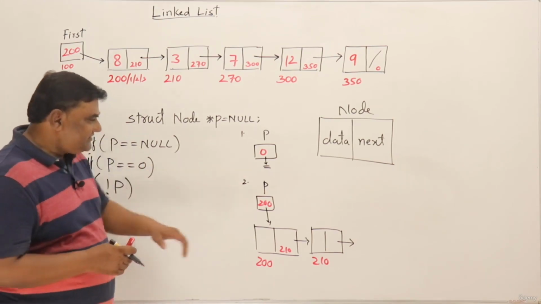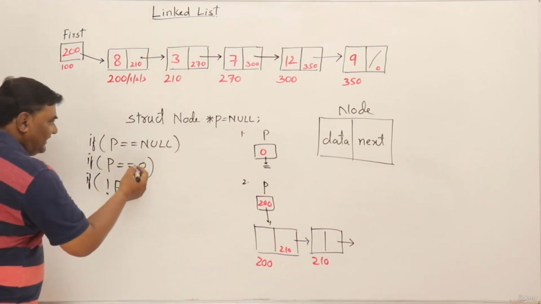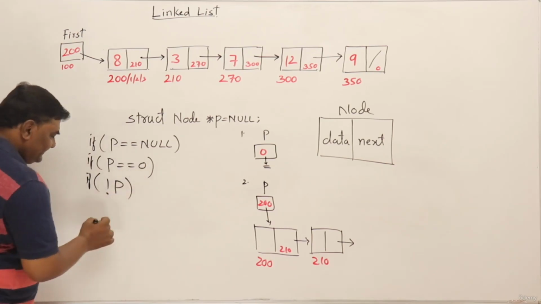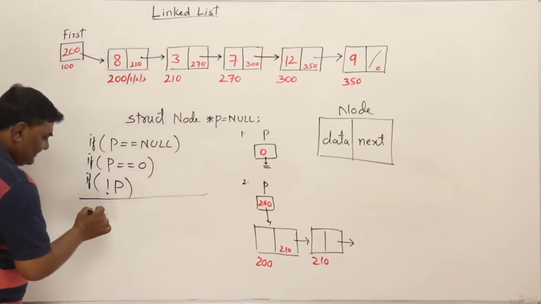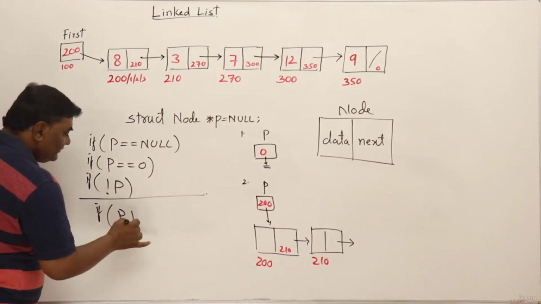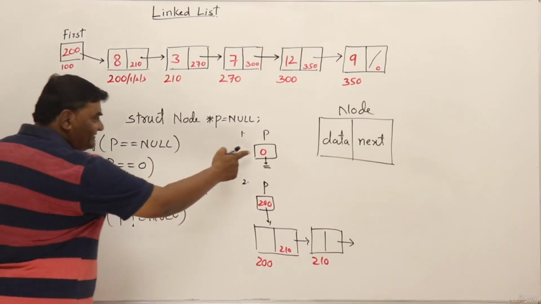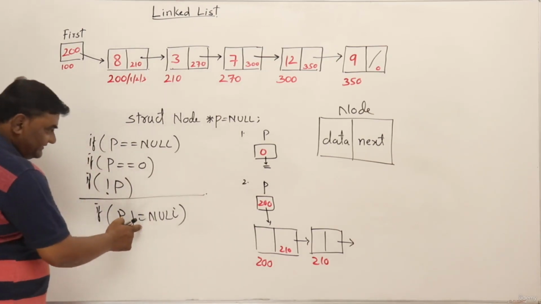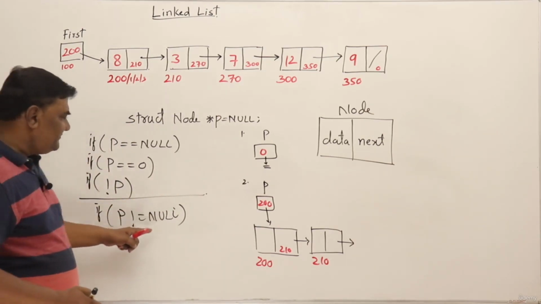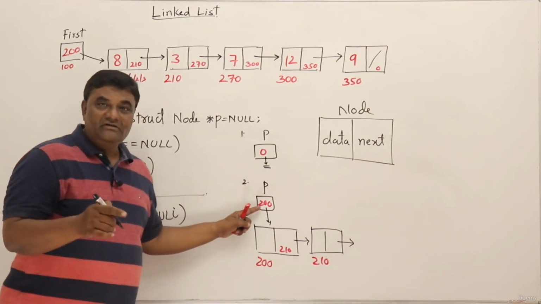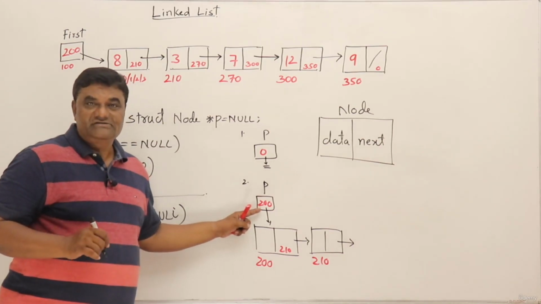Now how to check the opposite? I have to just write the inverse of these conditions. So I can say if P is not equal to null. Here P is null, but here not equal to null. Yes, this will be true. So this condition will be true if pointer P is pointing on some node of a linked list.